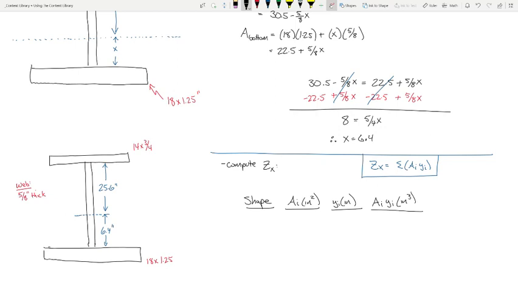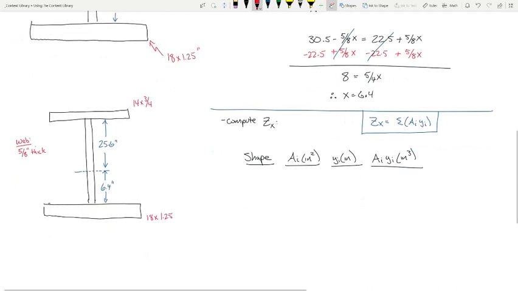Okay. So what I'm going to do is I'm going to break this up into 4 shapes. I've got each of the flanges, and then I've got the web split up into top and bottom. So what we'll do is we'll say the top flange, we'll say the web top, the web bottom, and the bottom flange.